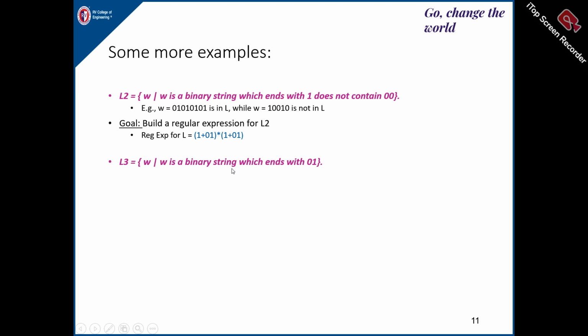Let us see one more example. W is a binary string which ends with 01. It means that the minimum string is 01. The string is 01, and here it is just saying it has to end with 01. Any remaining string I can generate by using (1 + 0) whole star. I can use any of these combinations of Kleene closure with the union. So I can generate epsilon, 01, 0101, all such things. And since it says it has to end with 01, 01 will be at the end.